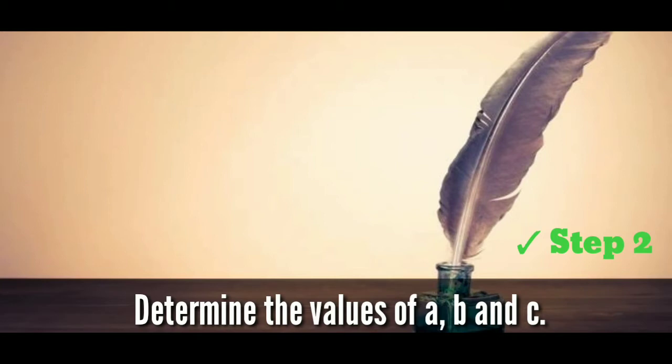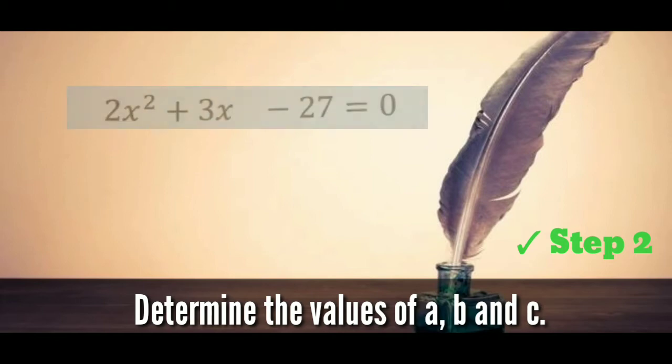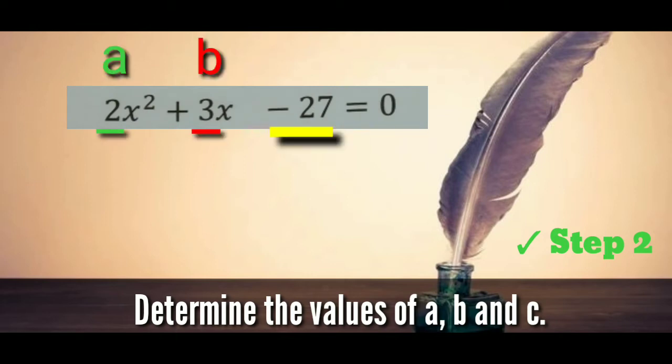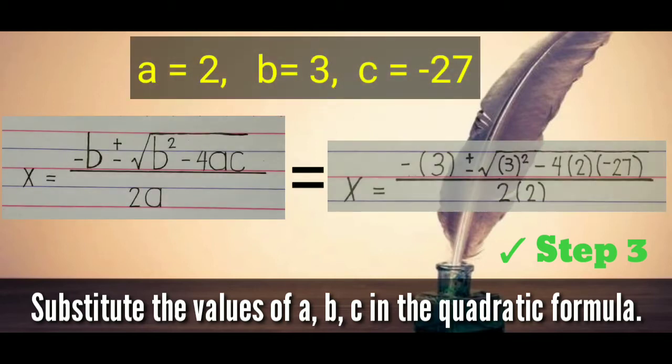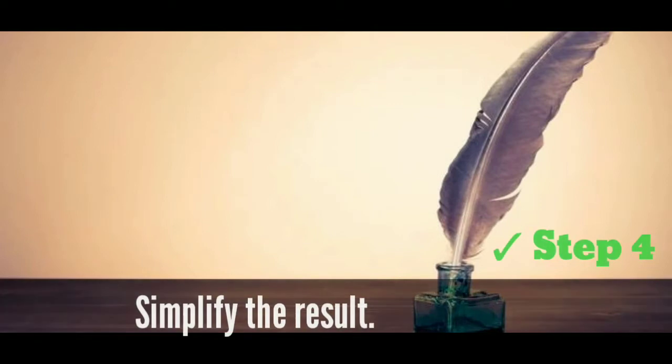Step 2. Determine the values of a, b, and c in the transformed equation found in step 1. Step 3. Substitute the values of a, b, c in the quadratic formula. Step 4. Simplify the result.